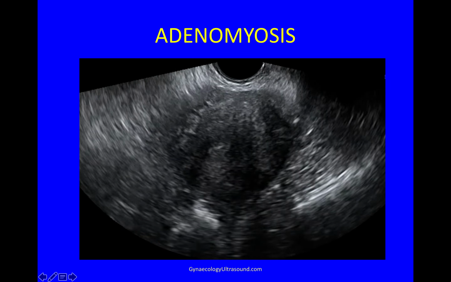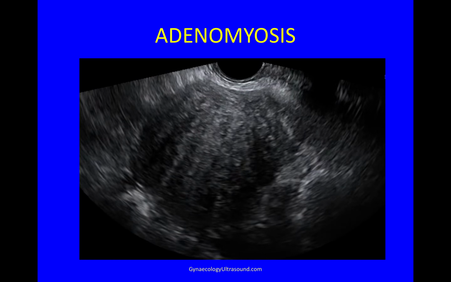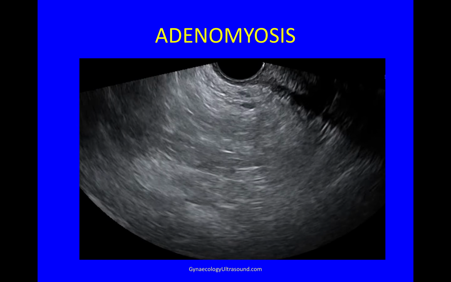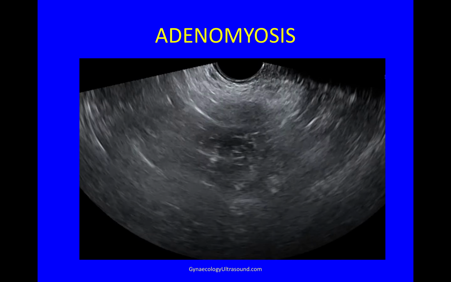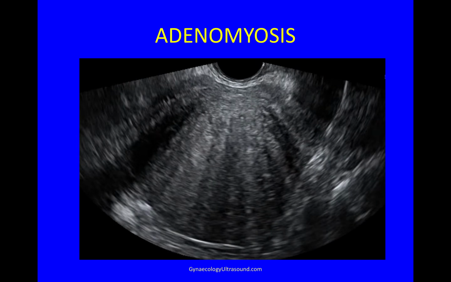In this video, you can see a uterus with adenomyosis. You can see that it's bulky, it's globular, there's an indistinct endomyometrial junction, and there's stripy shadowing, a little bit like a Luxaflex blind.